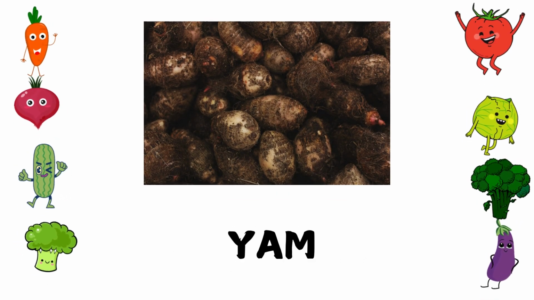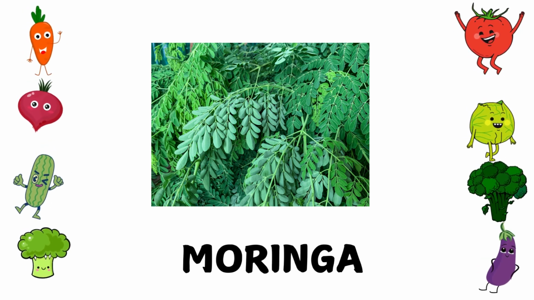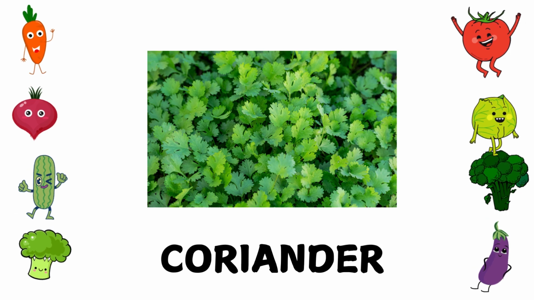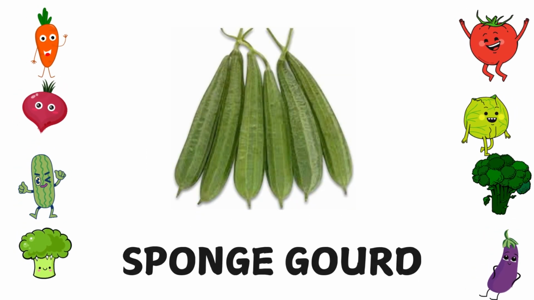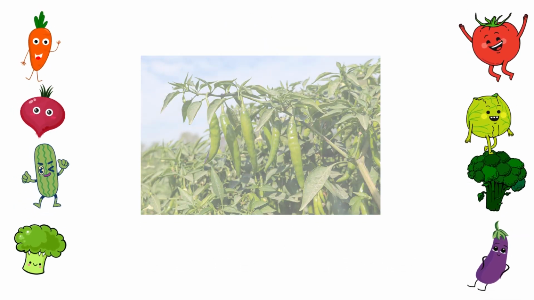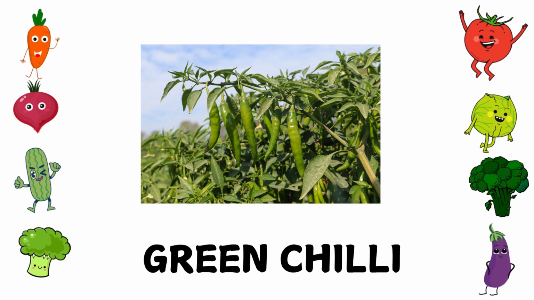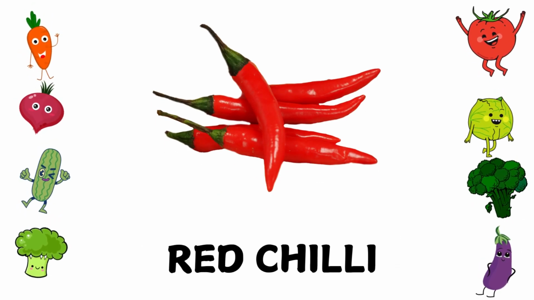Yam. This is the morena. Morena. This is the coriander. Coriander. This is the sponge gourd. Sponge gourd. This is the green chili. Green chili. This is the red chili.